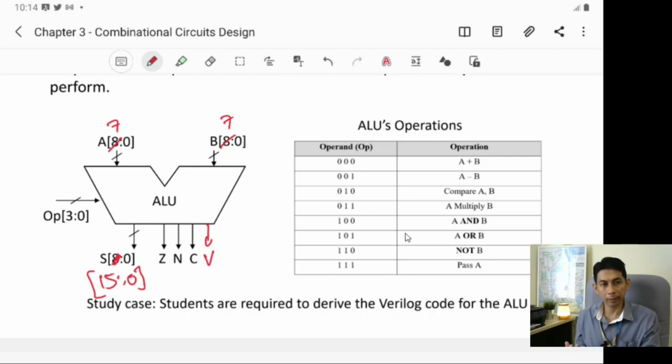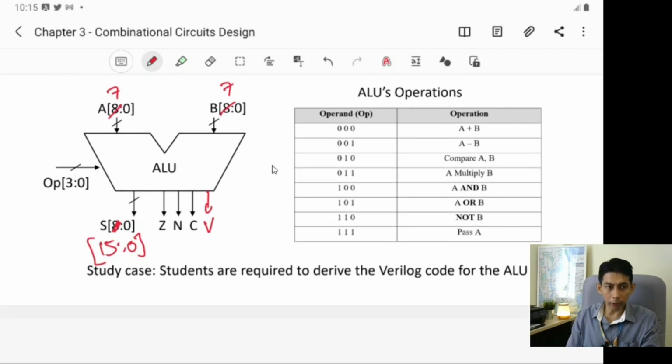You can have many kinds of ALU that have, for example, only 4 operations, or you may have more than 8 operations. So it depends on the design. For example, in the CPU that we have today, the number of operations is much bigger, because this microprocessor can do more operations. So this is just a small ALU.